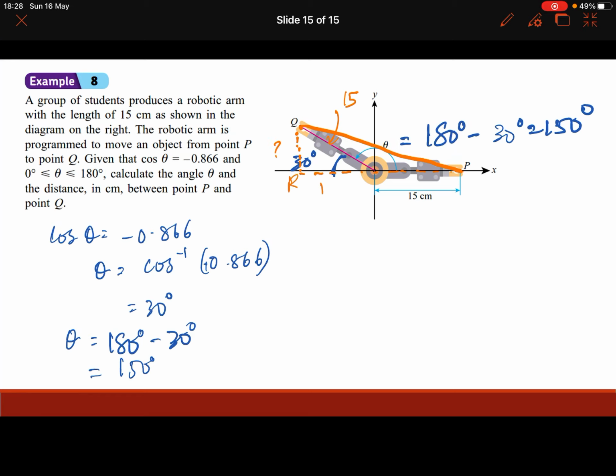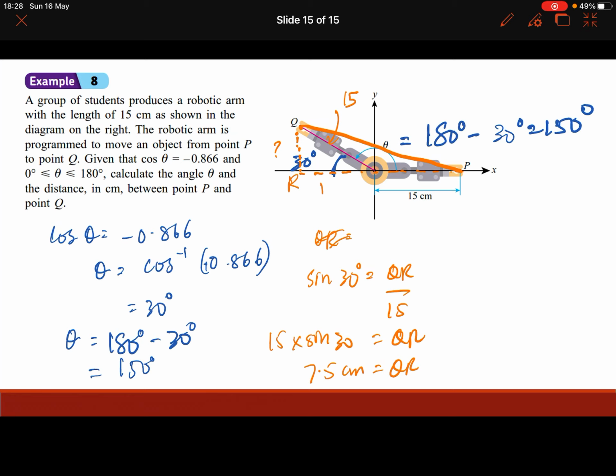Let's say the point here is point R. So the height QR: we know the length of the hypotenuse and we want the value of the opposite, so we use sine. Sine 30 is opposite over hypotenuse, the opposite is QR and the hypotenuse is 15, so QR is 15 times sine 30, which equals 7.5 cm.